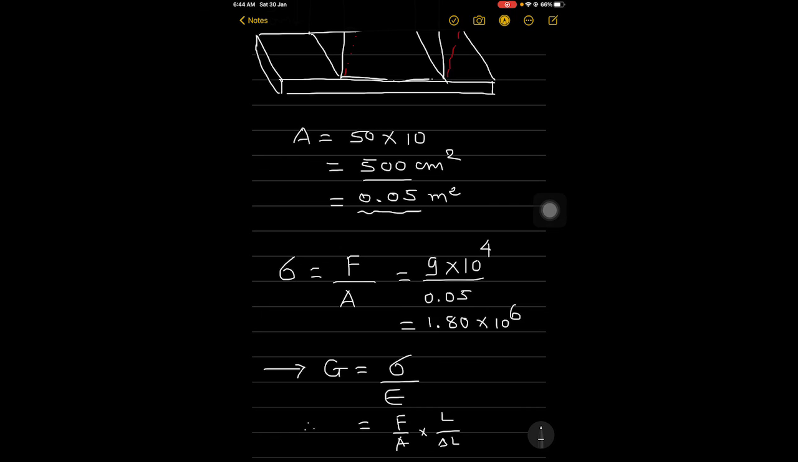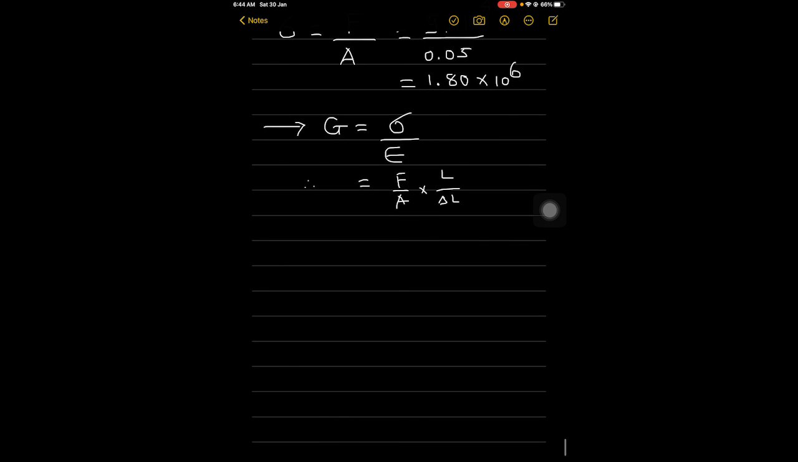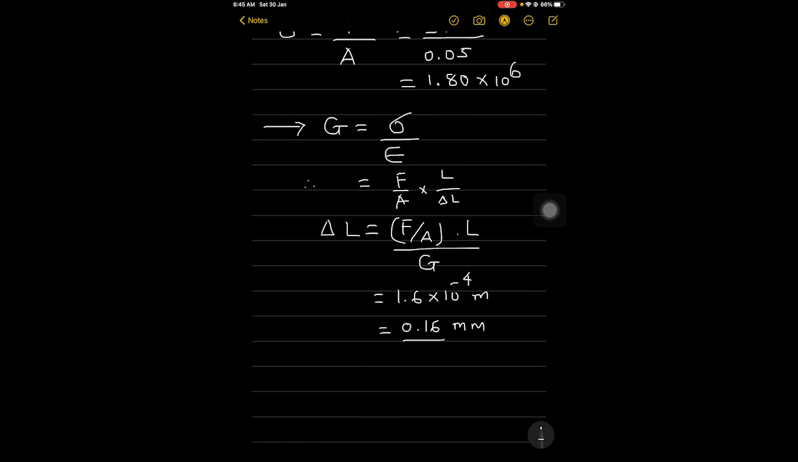in the condition. So here delta L can be determined using the equation: delta L comes out to be F over A into L upon G, and if we take the table into use, this comes out to be 1.6 into 10 raised to minus 4 meter, that is about 0.16 millimeter. So here we can find out that the displacement would be found using this formula.